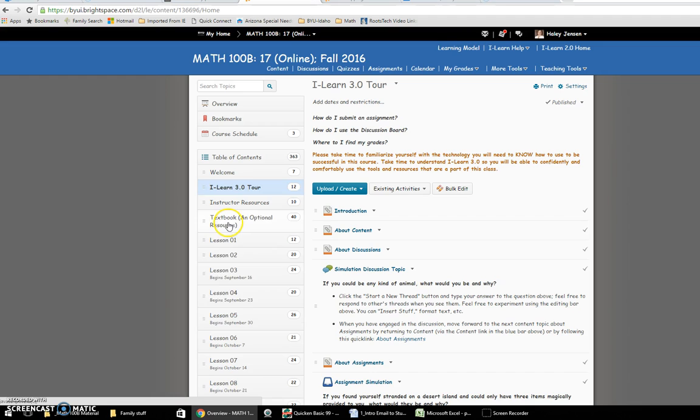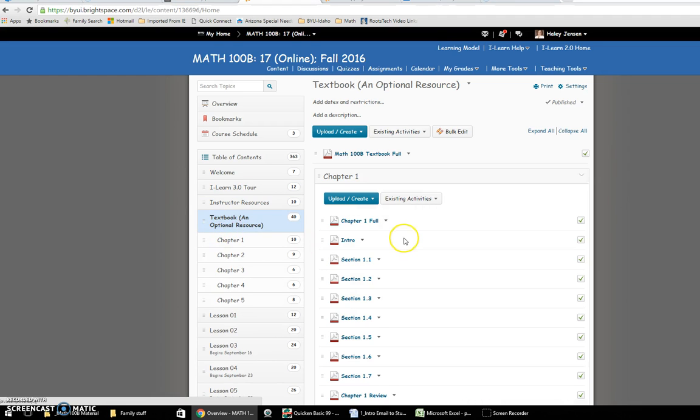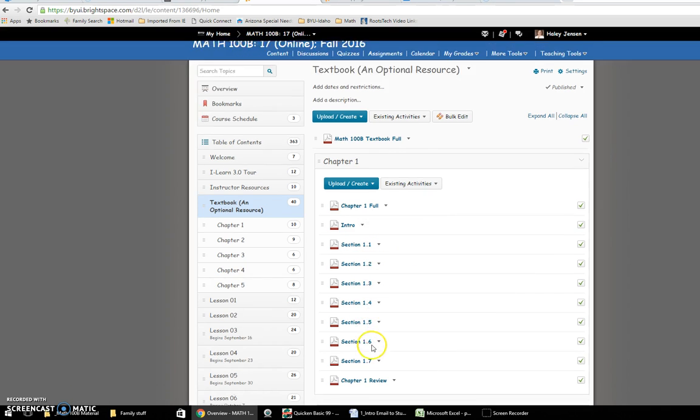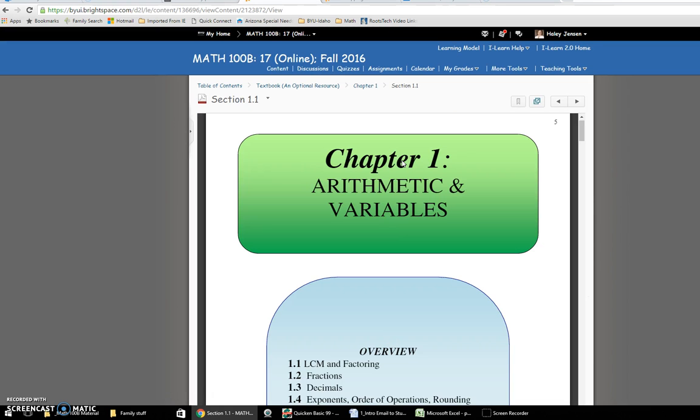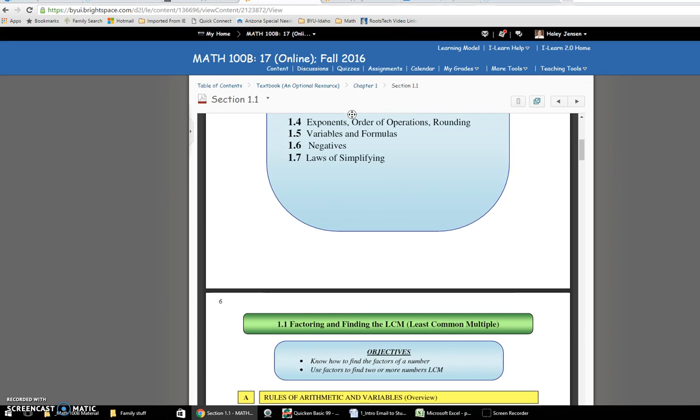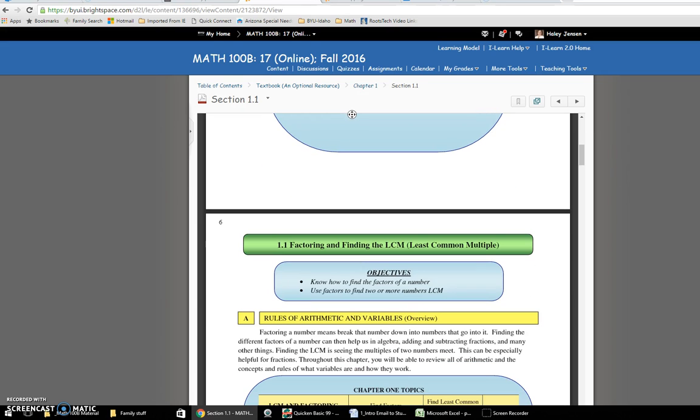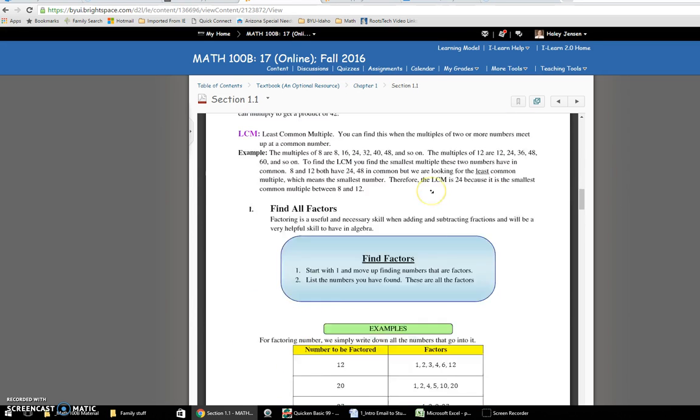The next thing is our textbook. With the textbook, you can look at the whole book in one shot, or you can go section by section, which is what we'll be doing. So you can always click here to find out what it looks like. The textbook is not really where the course's information comes from. The textbook is just backup information.